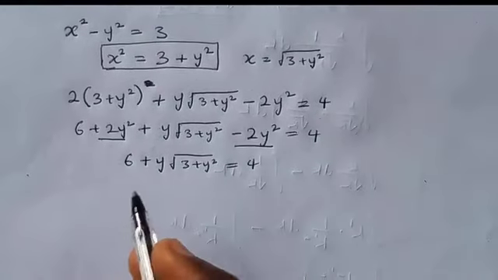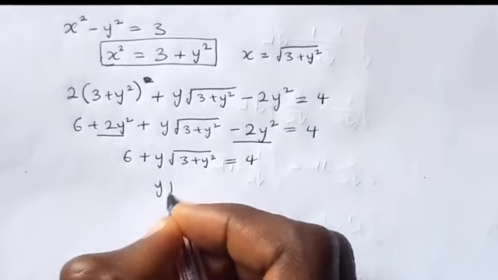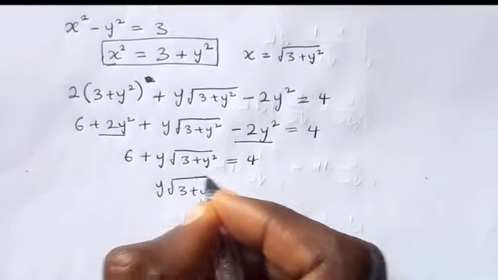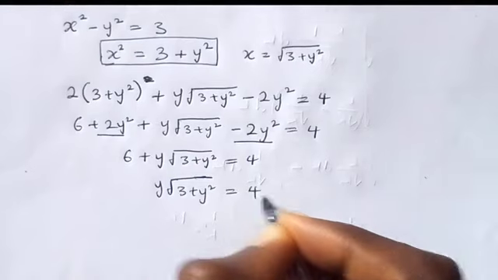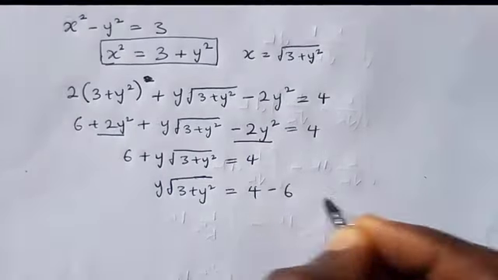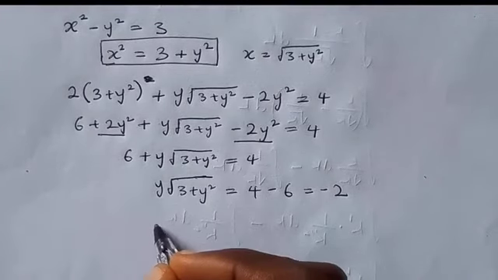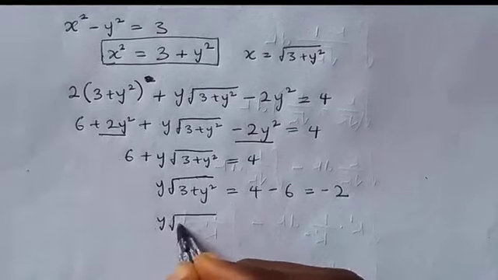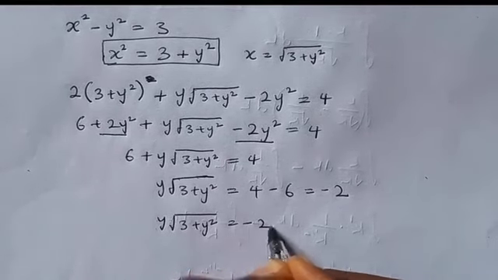Now, let's collect the like terms. This will be y√(3 + y²) + y² equals 4 minus 6, which is equal to −2. Then it will leave y√(3 + y²) + y² = −2.